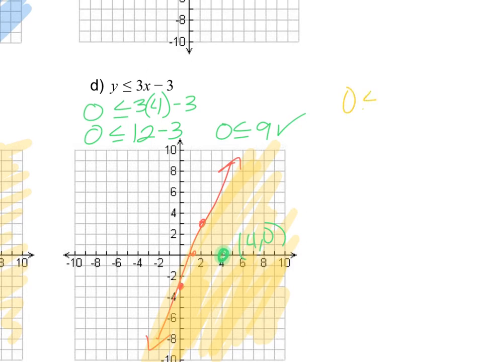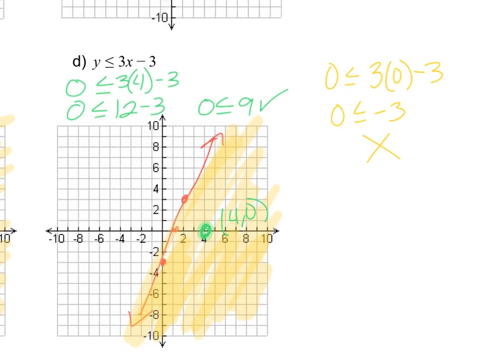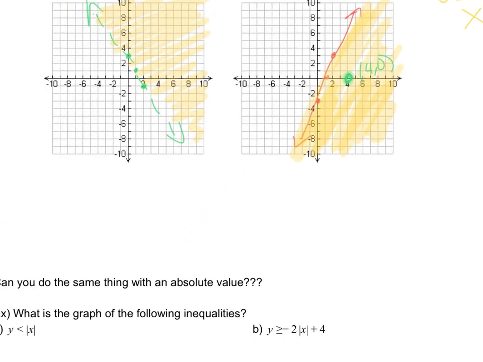Say you did pick 0, 0, the origin, for this one, and you plugged in 0, 0. Is 0 less than or equal to 3 times 0 minus 3? 0 less than or equal to -3? No, it is not. So that point does not work, and that's why we didn't shade that part. So that's how it works. If you want to use that method, I'm cool with it, or if you can keep the shortcut straight, you can do that.